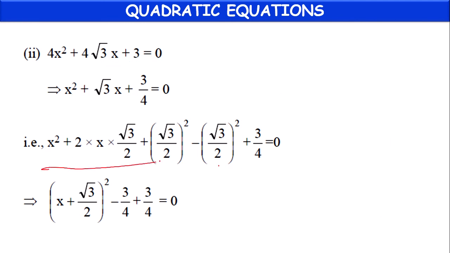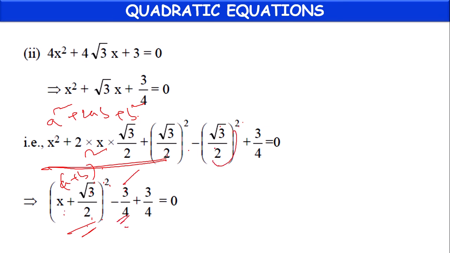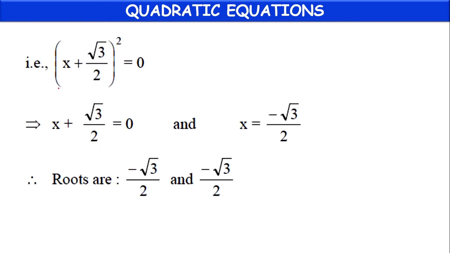Now this part is in the form of a square plus 2ab plus b square, which is equal to a plus b whole square. Means x plus root 3 by 2 whole square. The rest is simplified as minus root 3 by 2 whole square; the square root gets cancelled, we get 3, and 2 square means 4. After that we have plus 3 by 4. Minus 3 by 4 plus 3 by 4 gets cancelled. So x plus root 3 by 2 whole square equal to 0.